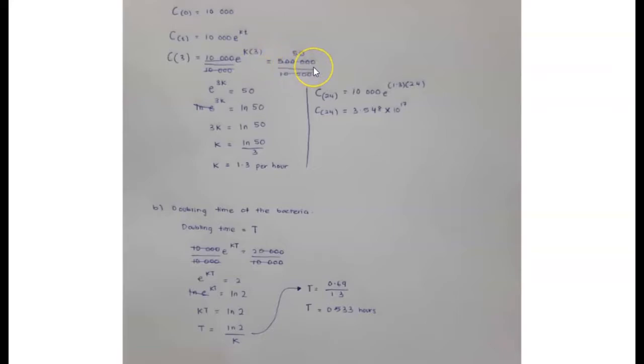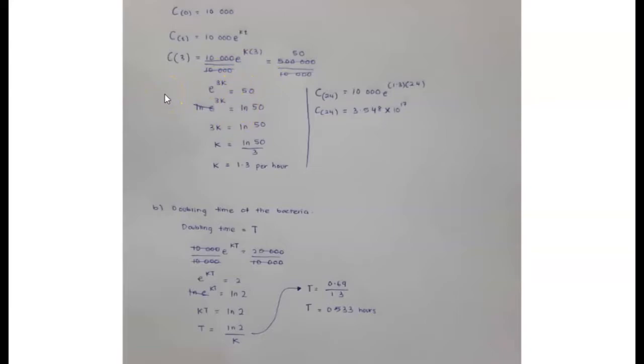C(3) equals 500,000 for the cells after 3 hours, and the formula is 10,000 e to the power of 3k. The first thing we did is divide both sides by 10,000, which is the initial value, and then we got e to the power of 3k equals 50.